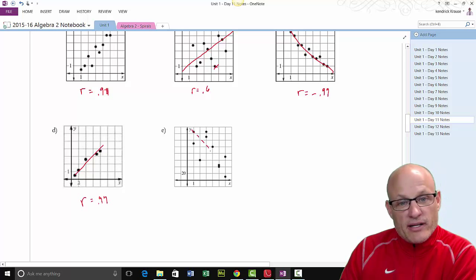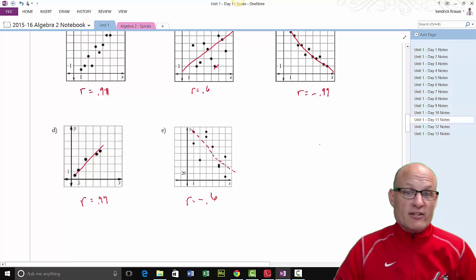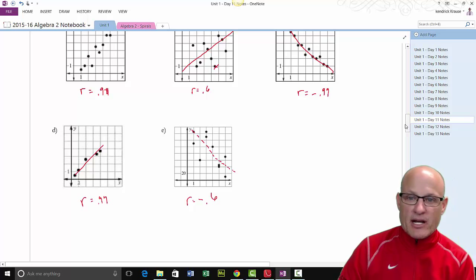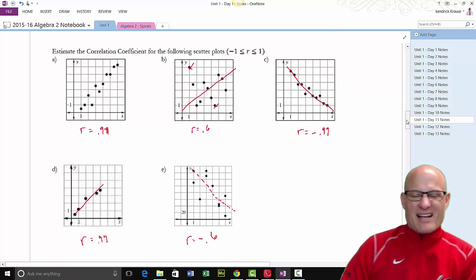This one, generally, they're coming down in a downward direction. So I would say something like negative 0.6. And if you'd said negative 0.5, I would be okay with that, or negative 0.7. I'd be okay with that too, because they're generally coming down in a downward direction. Mostly I want you to know whether or not it's negative or positive.